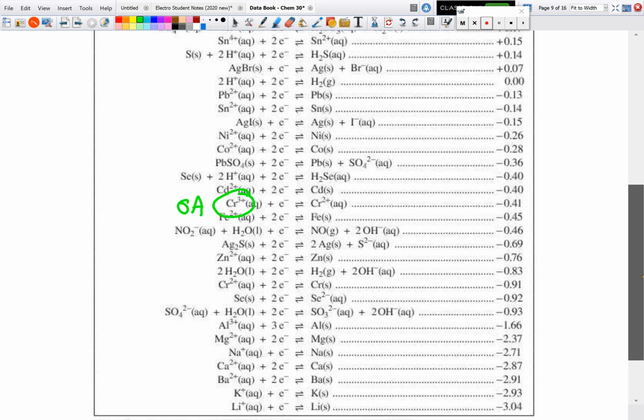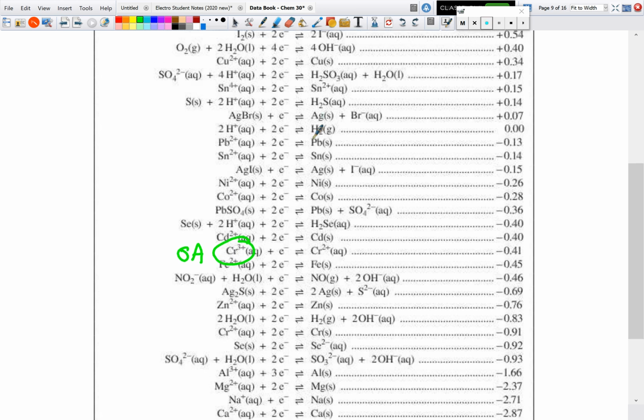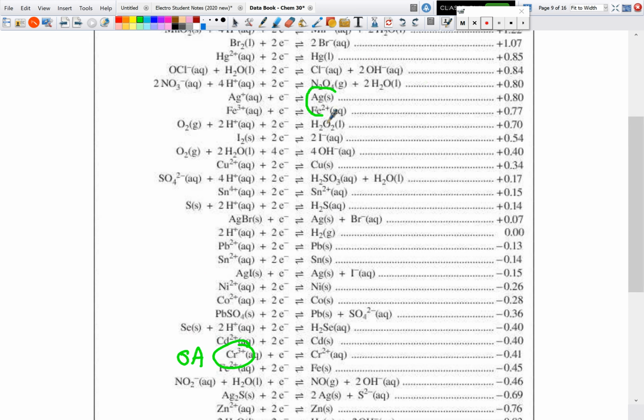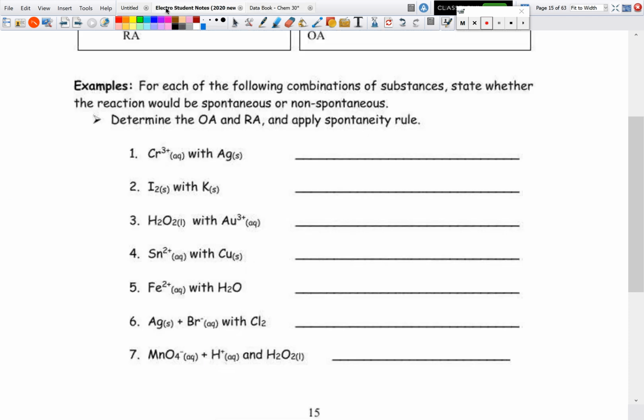Now to find your silver, just be careful because this is silver with iodine. We don't have that, we just have silver by itself, Ag, and you'll notice it's up here on the reducing agent side. Now we will notice that my reducing agent is above my oxidizing agent, so therefore this is a non-spontaneous reaction. All right, and that's how we use our table to figure out if it would be a non-spontaneous or a spontaneous reaction.